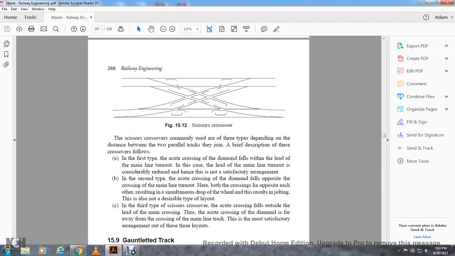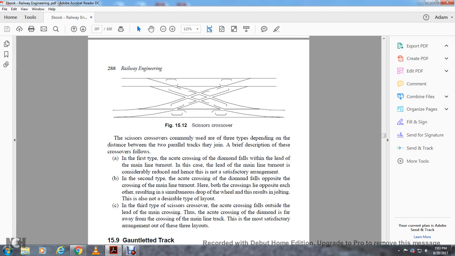For scissors crossovers, three types are commonly used depending on the distance between the two parallel tracks joined. In the first type, the diamond crossing falls with the lead of the mainline track turnout. In this case, the lead of the mainline turnout is considerably reduced, hence it is not satisfactory. In the second type, the diamond falls opposite the crossing of the mainline turnout. Here both crossings lie opposite each other, with simultaneous drop of the wheels resulting in jolting. This is not a desirable type of layout.